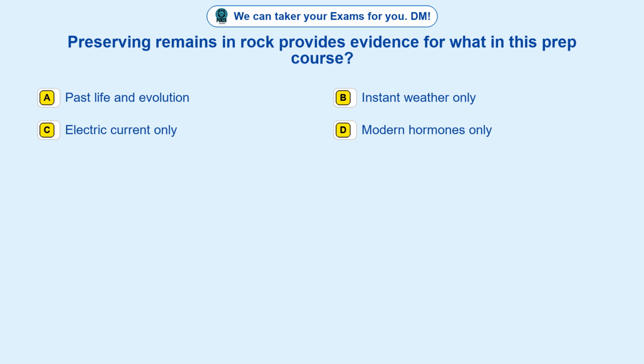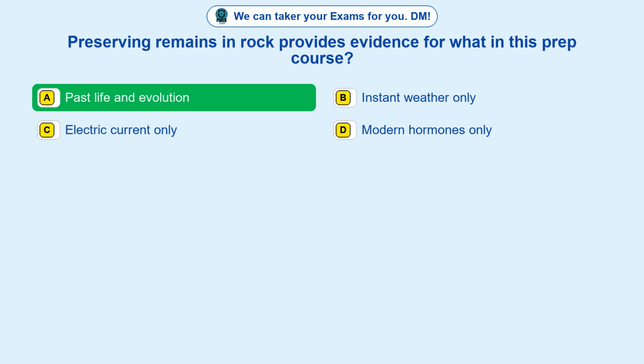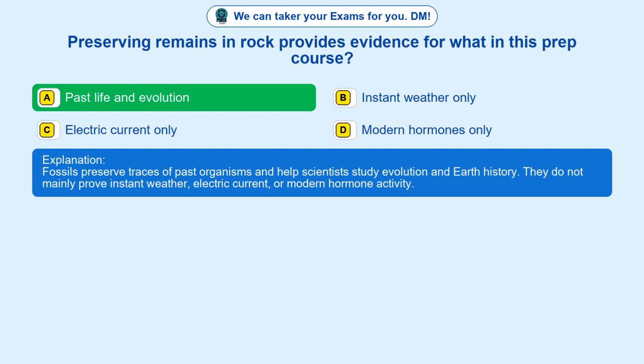Question 95. Preserving remains in rock provides evidence for what in this prep course? Option A, past life and evolution. Option B, instant weather only. Option C, electric current only. Option D, modern hormones only. The correct answer is option A. Past life and evolution. Fossils preserve traces of past organisms and help scientists study evolution and Earth history. They do not mainly prove instant weather, electric current, or modern hormone activity.